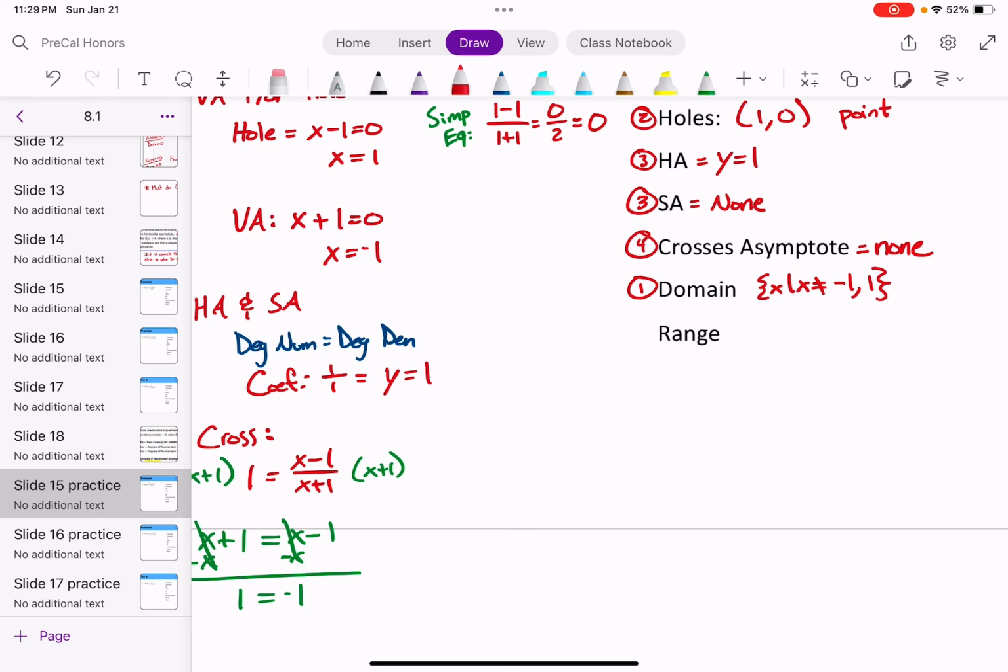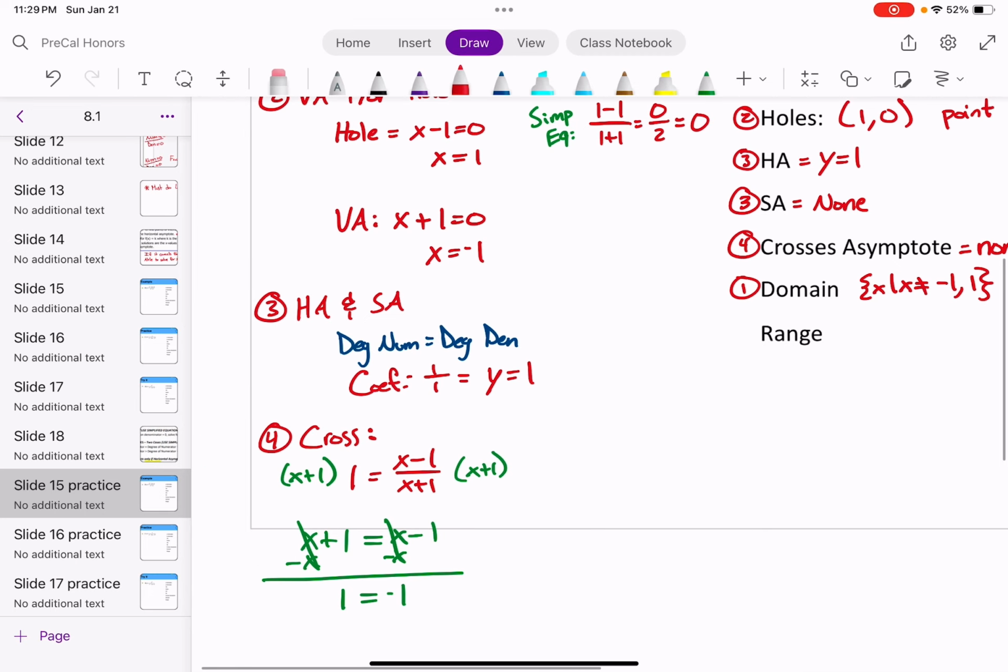Now, if you end up with some type of value, meaning x is equal to something, any type of number, then it will cross. So if x is equal to a negative number, 0, or a positive number, it will cross. If the variables cancel, it will not cross. Let's take a look at our next step.